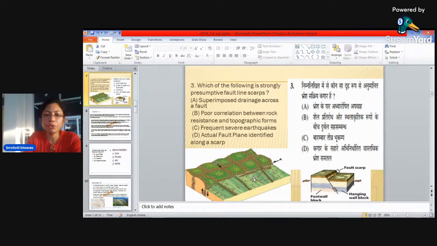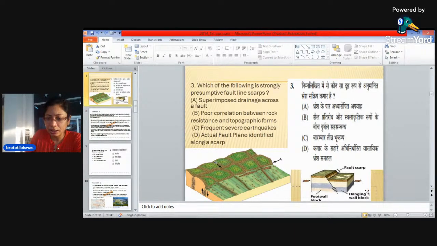is which of the following is strongly presumptive fault line scarps? Whether it is superimposed drainage, poor correlation between rocks resistance and topographic forms, frequent severe earthquakes, actual fault plane identified along a scarp. So for this, you need to know what is a fault scarp and what is a fault line scarp. There's a difference between fault scarp and fault line scarp.